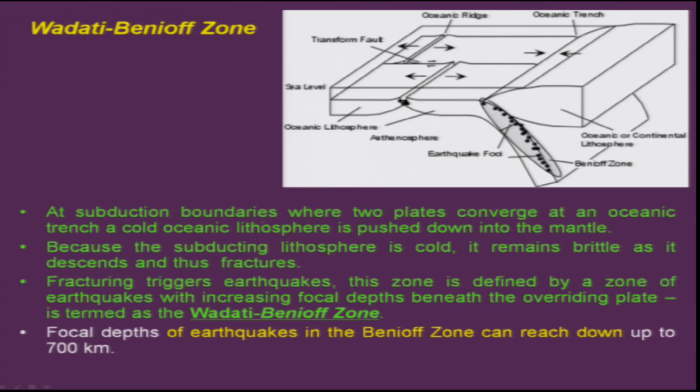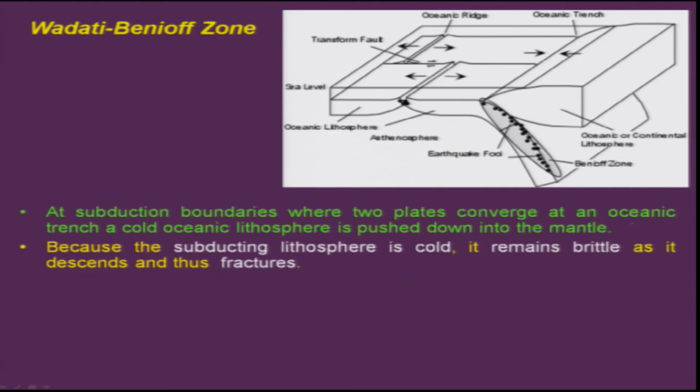where, at a subduction boundary, two plates converge at an oceanic trench, and a cool oceanic plate, because the oceanic plate which is subducting down will be cool, is pushed down. But particularly with the Benioff zone, what this suggests is that cool oceanic lithosphere is pushed down into the mantle. Now, because the subducting plate is cool compared to the temperature of the surrounding mantle, it remains brittle as it descends and thus fractures.